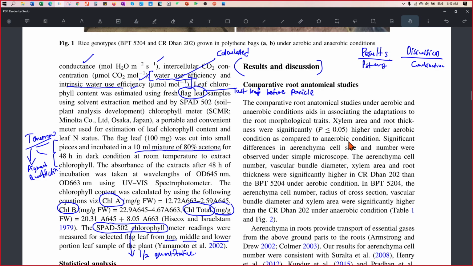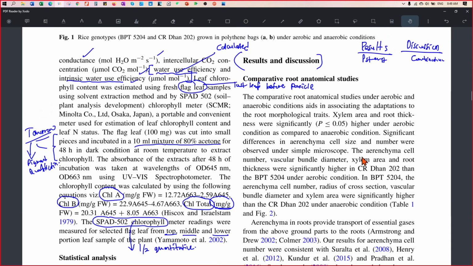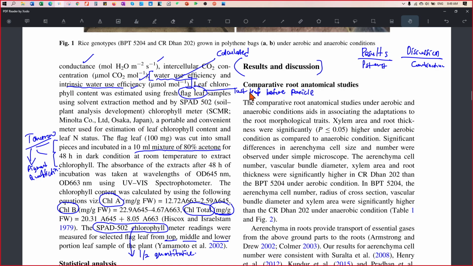Okay, let's see. How do you detect whether it's a result or discussion? They divide their section into subsections. So this is a subsection. The first subsection is talking about the comparative root anatomical study. The comparative root anatomical studies on the high aerobic and anaerobic condition aids in associating the adaptation to root morphological traits. Is this a result or discussion? This is actually a general statement. You can call it a pre-discussion.